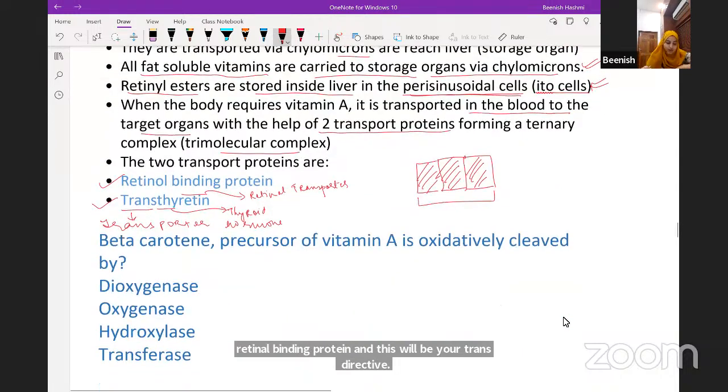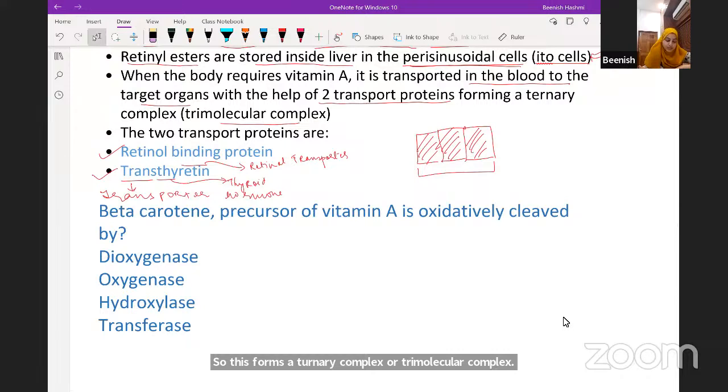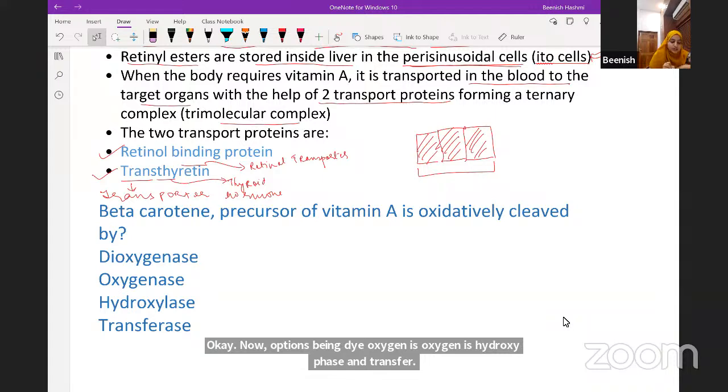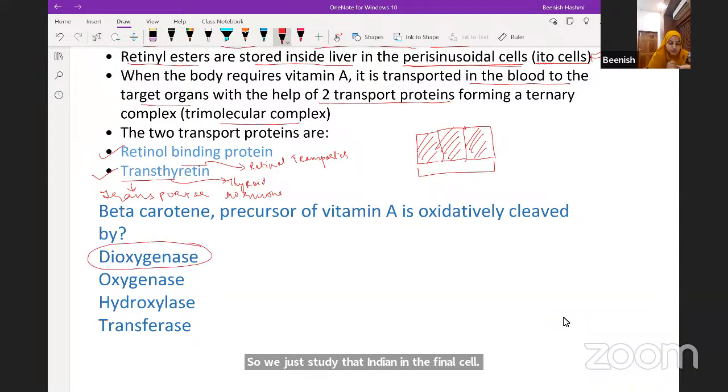Okay. Now let's take an MCQ. Beta carotene, precursor of vitamin A, is oxidatively cleaved by: your options being dioxygenase, oxygenase, hydroxylase and transferase. We just studied that in the intestinal cell, it is cleaved by dioxygenase.